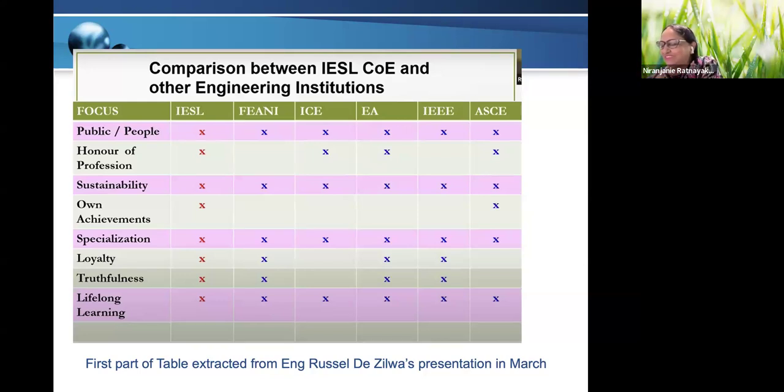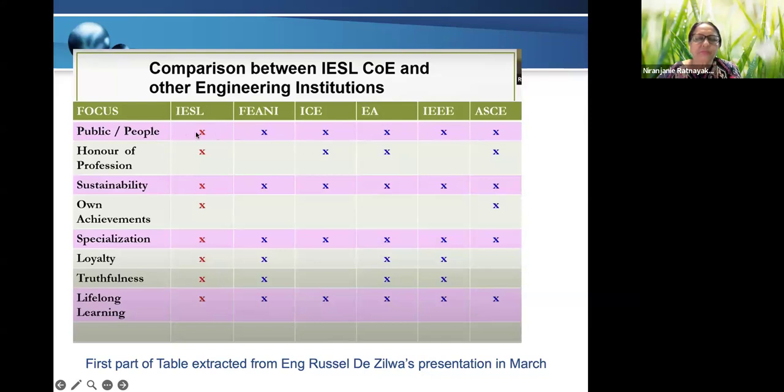I can't remember the long form of that. FIANI is the European code, right? Yeah. Then ICE, Institute of Civil Engineers, UK, Engineers Australia, IEEE, and American Society of Civil Engineers. These are both the US ones. Right. So he has tried to see how our code matches the other international codes, right?